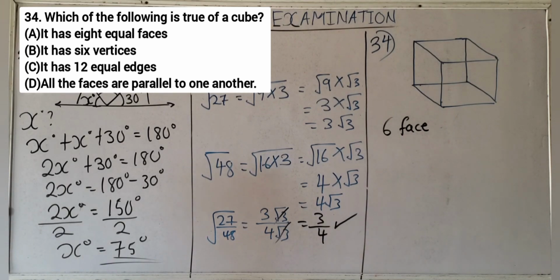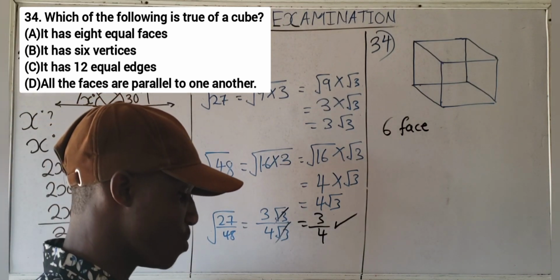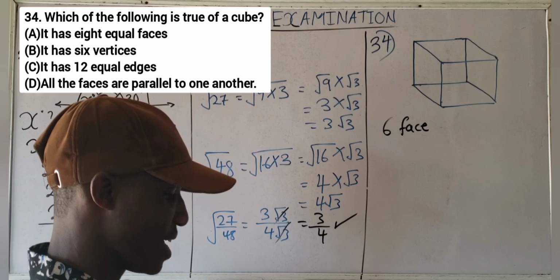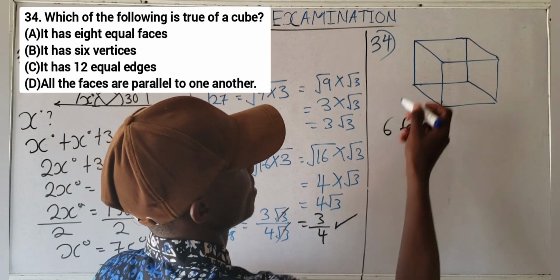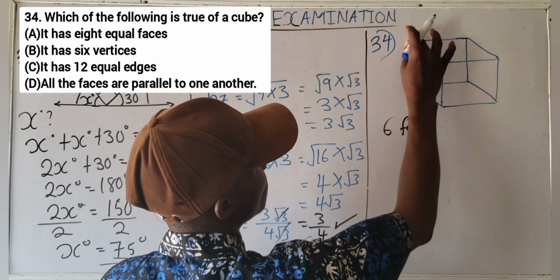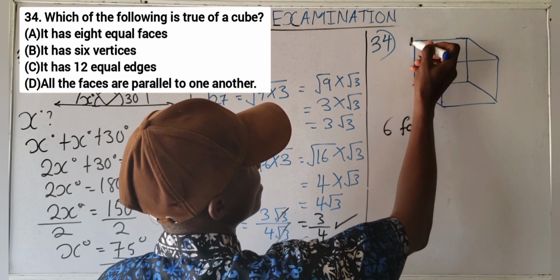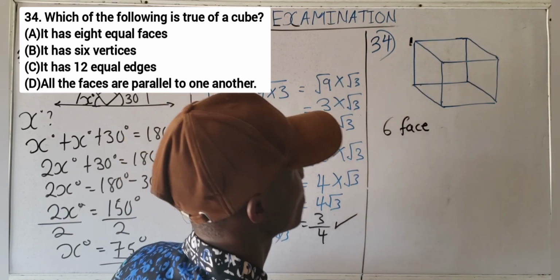Please, I want you to pay attention now. A cube has 8 vertices. You understand? I'm going to show it to you. Listen. This is the first one. A vertex is a sharp corner, where 2 edges meet.